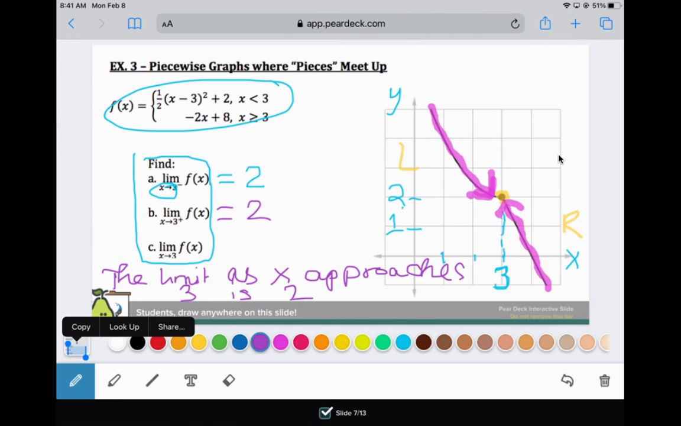So here's the thing. If the left limit is 2 and the right limit is 2, that means the limit of the whole thing should be 2. So I don't have to worry about going back and looking at it. If the left is 2 and the right limit is 2, then the limit, the whole thing, is 2. So that's the answer that I looked at, okay?